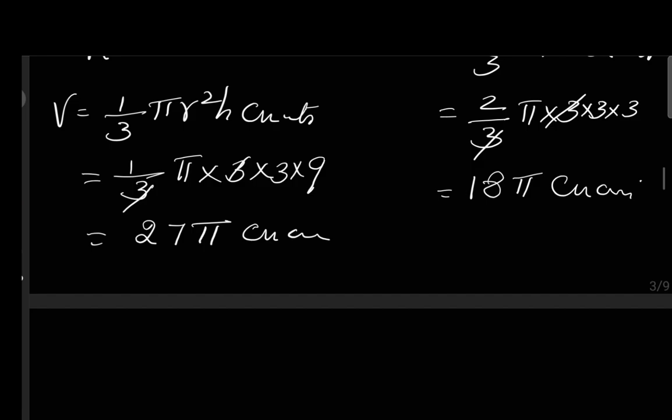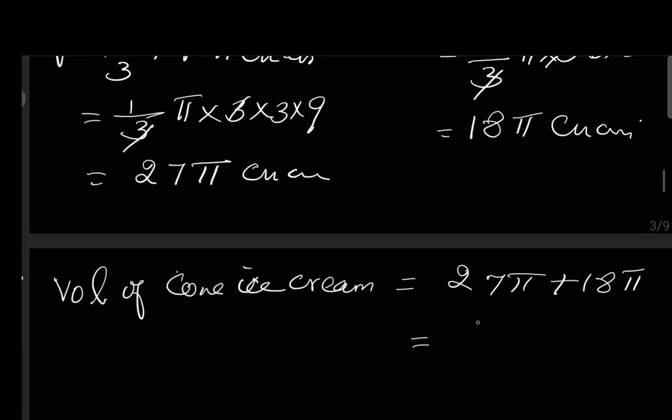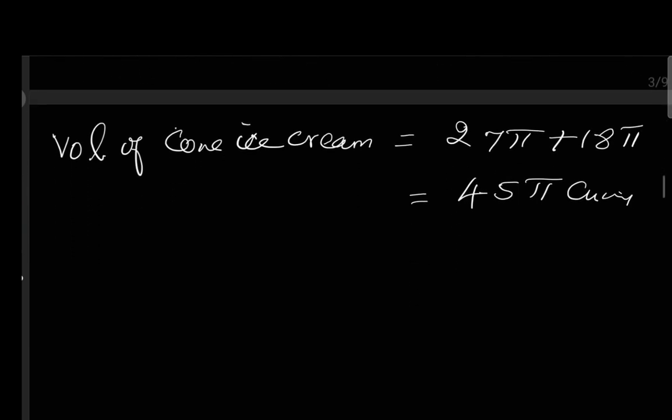So these two figures make the volume of the ice cream. Volume of cone ice cream is equal to 27 pi plus 18 pi, that is equal to 45 pi cubic centimeter. So what is the question here for you? See, find the number of cones needed. That is cone ice cream.